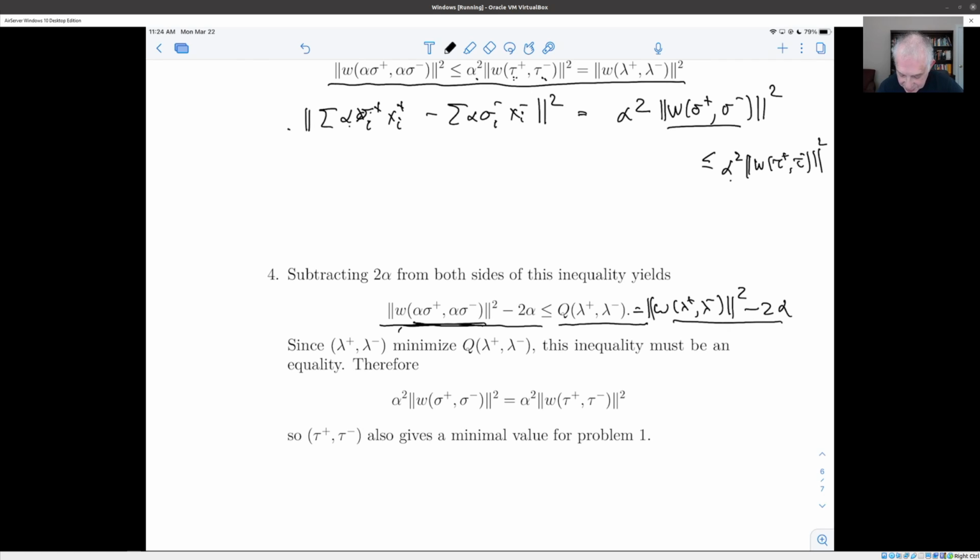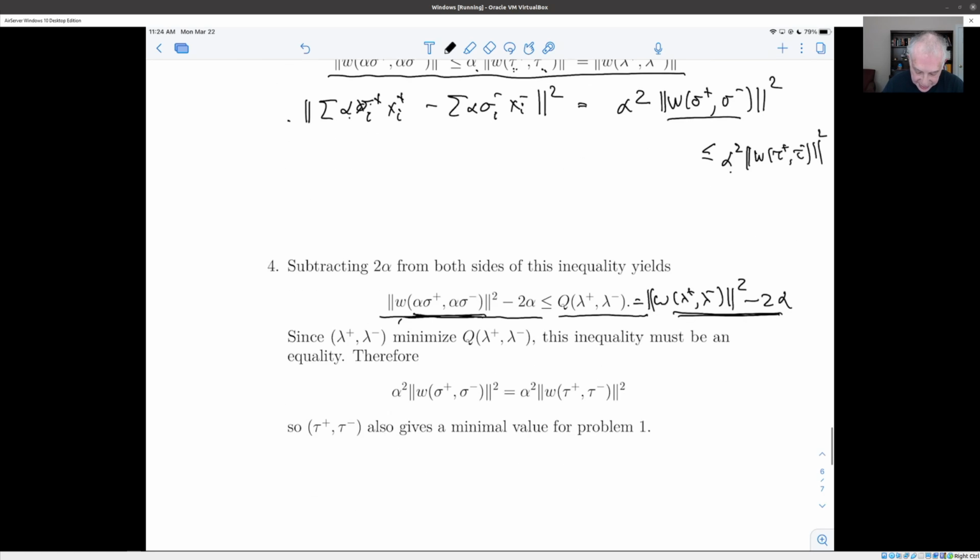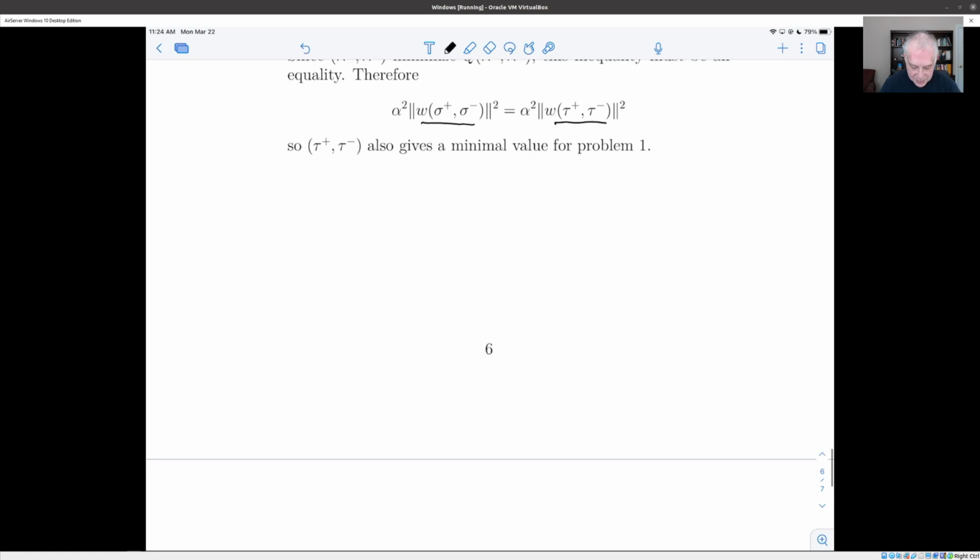And if this side equals this side, you can cancel the 2 alphas, and you find that this inequality that I had shown up above is actually an equality. In other words, the tau plus and tau minus that we got from problem 2 gives the same minimum distance as the sigma plus and sigma minus which we got from problem 1. And that shows that tau plus and tau minus that we construct by taking a solution to problem 2 and dividing by alpha gives the minimum distance to the problem where we just looked at the distance itself. And as we'll see in the next lecture, this problem is easier to work with.